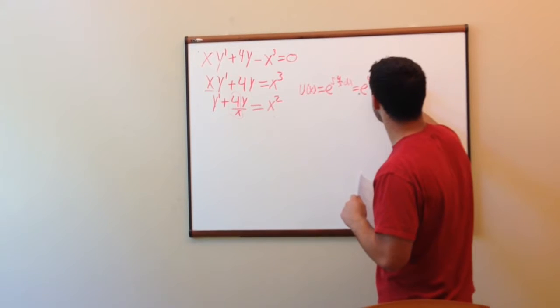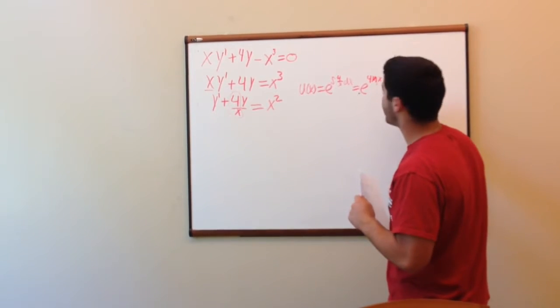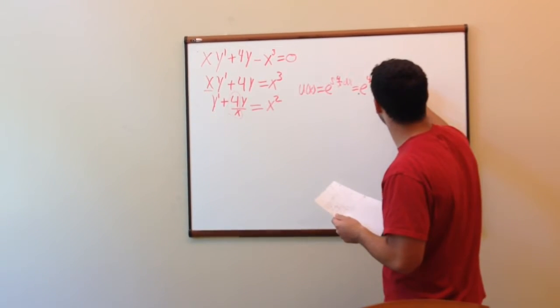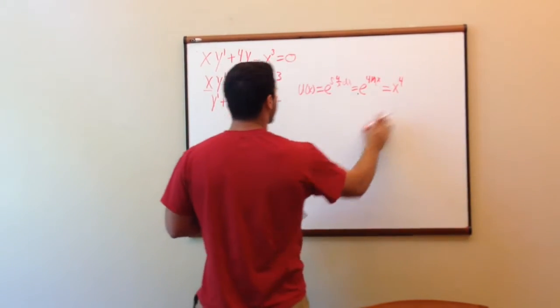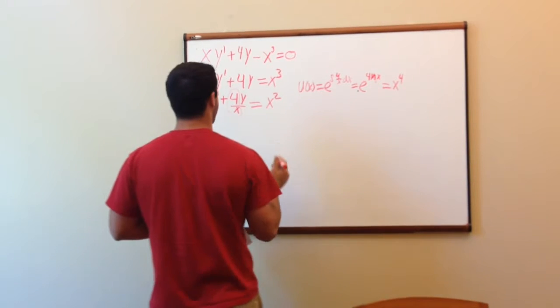Now, this right here, since log base is e, we can simplify this further, and we'll get x to the 4th. Now that we have our u of x, we need to multiply it by each term.